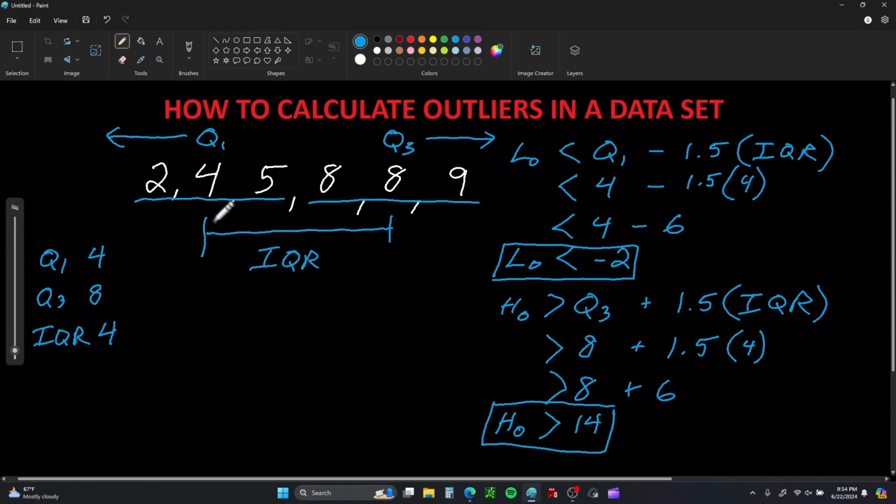The smaller the distance for this IQR, the less change a number has to be in order for it to be an outlier. Now here, it says that the low outliers are less than minus 2, but since I don't have a number smaller than minus 2, there are no low outliers. And since there are no numbers that are greater than 14, that means there are no high outliers.